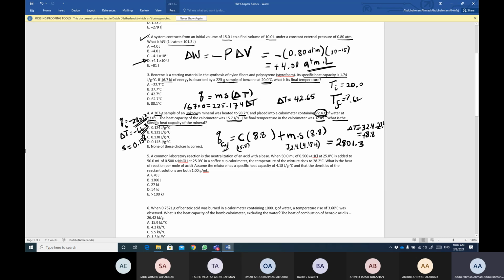Doctor, do we always add the Q for the calorimeter and the water? No, if the mass of the water is given, yes. If the mass of the water is not given, then you do it for just the calorimeter. This means the water is included in the calculation of the C. Okay, it is clear. Good.